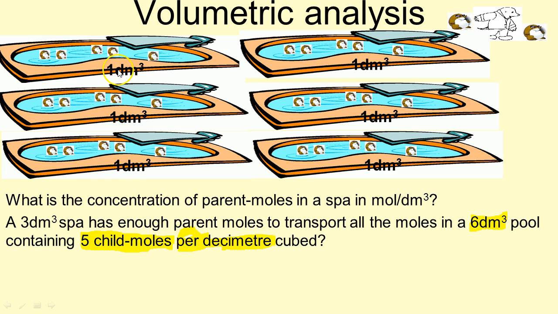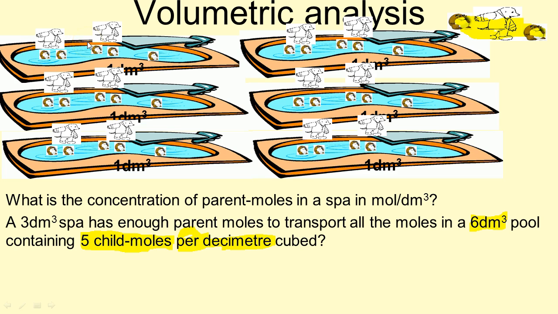Here we have our 5 moles per decimeter cubed with a total of 6 decimeter cubed of solution, so this will give us a total of 30 moles. We've also got a ratio of 1 parent mole to every 2 children moles, so for every 2 children moles we can say there's a parent mole associated with them.